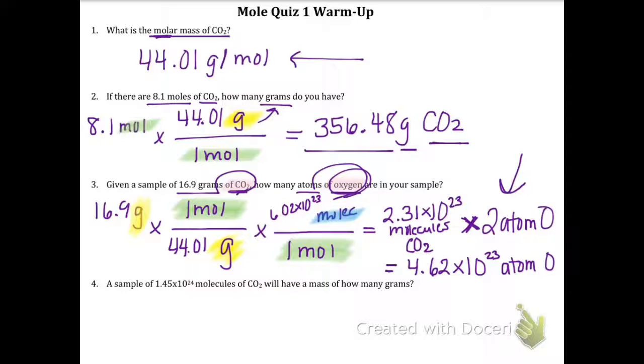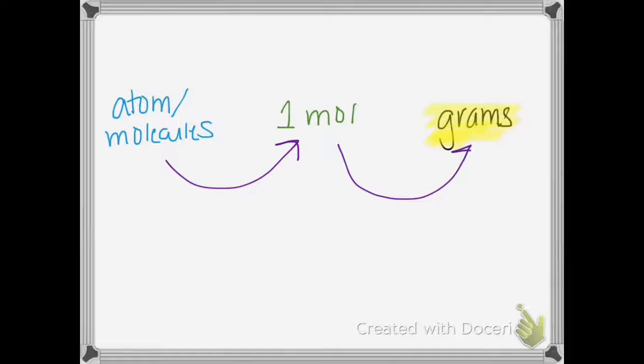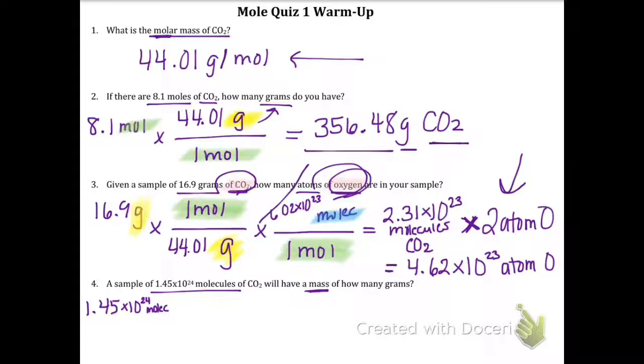because you're going from a compound to an element. Okay, next, you have this many molecules, so I'm going to write it down, 1.45 times 10 to the 24 molecules, and it wants to know the mass. So here I'm going from molecules to mass, so I am going from here to here. That is 2 steps, so I'm going to draw 2 fractions here.